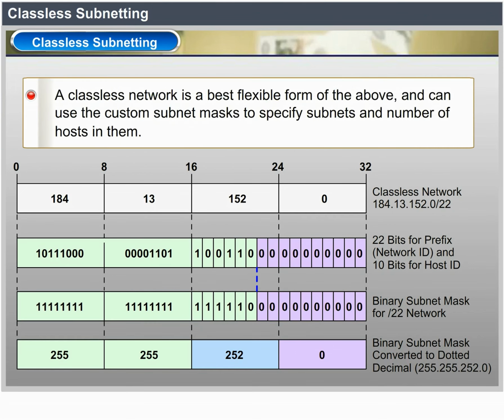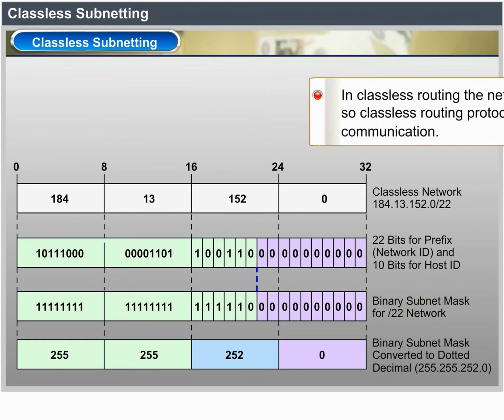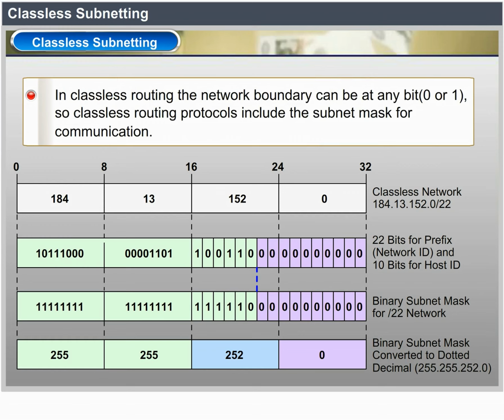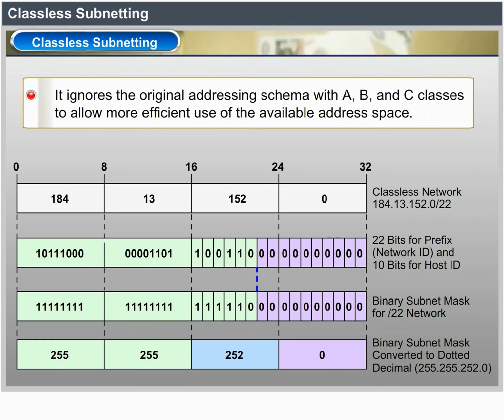A classless network is basically a flexible form of the above and can use custom subnet masks to specify subnets and the number of hosts in them. In classless routing, the network boundary can be at any bit, so classless routing protocols include the subnet mask. It basically ignores the original addressing schema with A, B, and C classes to allow more efficient use of the available address space.